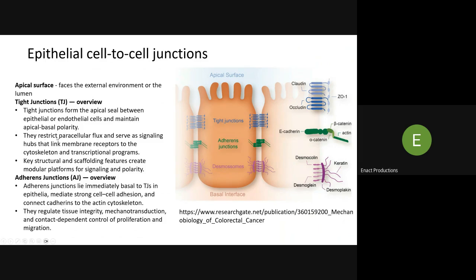The tight junctions restrict paracellular flux. So a paracellular flux is like a movement of fluid, and serve as signaling hubs that link membrane receptors to the cytoskeleton and transcriptional programs. We talked about where do the membrane receptors go? Well, imagine that you're sampling things from the blood. Which side do you want your blood receptors to be on? You want them on the apical side. Well, how do you do that?